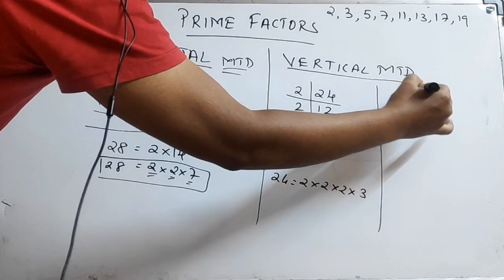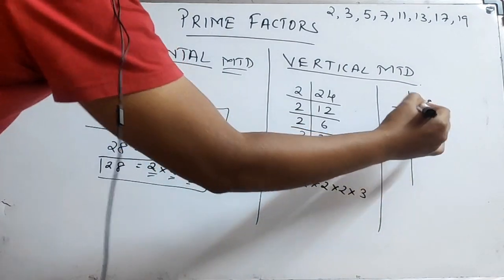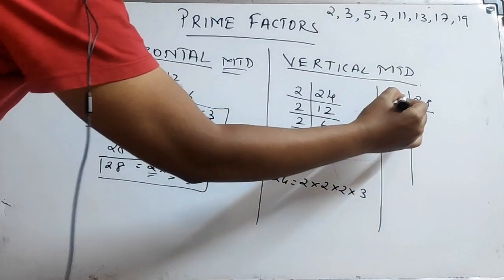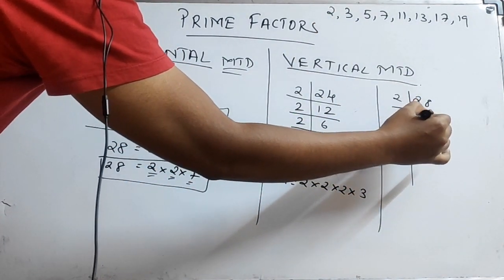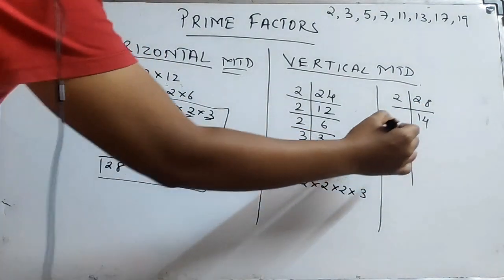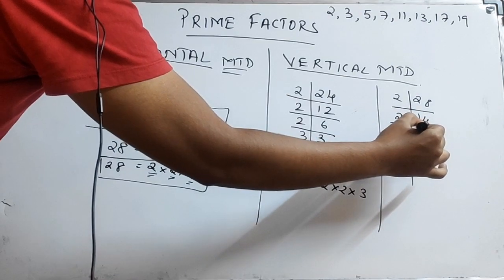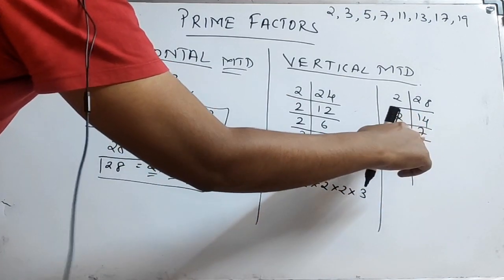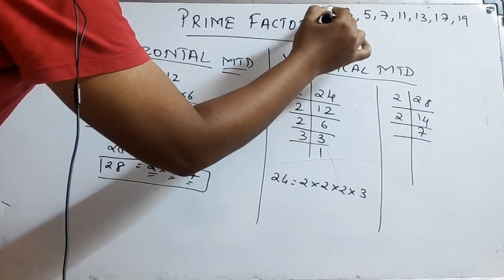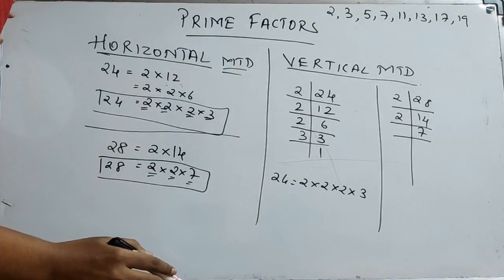So 28, how will you factorize 28? Again, start with the lowest, 2. You can divide it by 2. So this becomes 14. Again, you can divide 14 by 2. This becomes 7. You cannot divide this by 2. So 2, you can cancel it out.